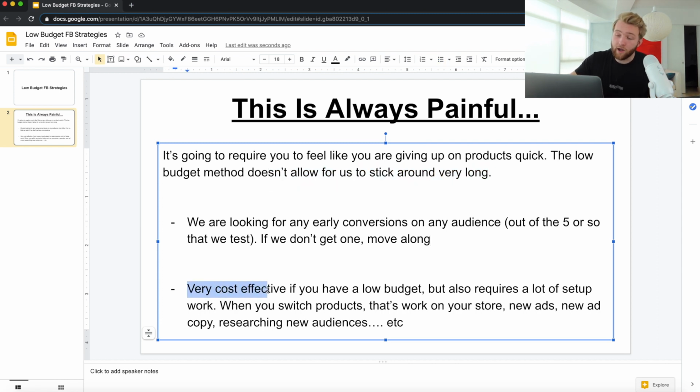Now, it is very cost effective if you have a low budget, but it requires a lot of setup work, okay? So when you're switching a product, that's work on your store, new ads, new ad copy, researching new audiences. You're talking a couple of hours. But if you're a hustler and you're starting a business and you don't have a huge amount of money and you have all the time in the world, then absolutely go for it. That's what I was doing.